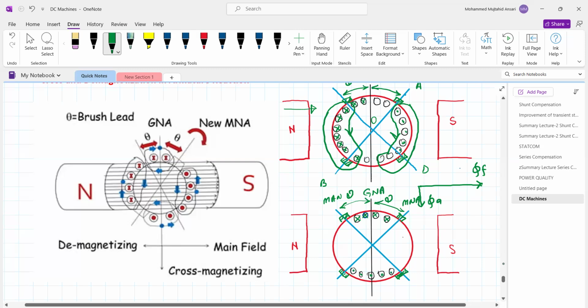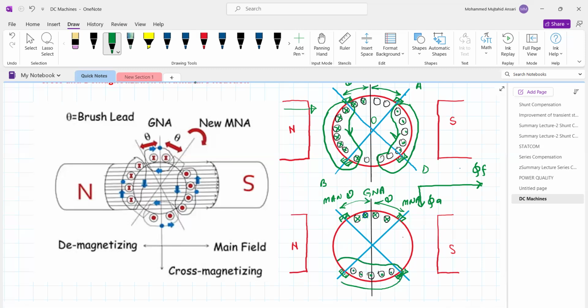Now apply your right hand rule. Hold the conductor in your right hand in such a way that your thumb shows the direction of current, then the fingers show the direction of magnetic flux. So definitely the direction of magnetic flux will be in this way. So this is the direction of magnetic flux. This is opposite to the creation of the north pole flux.